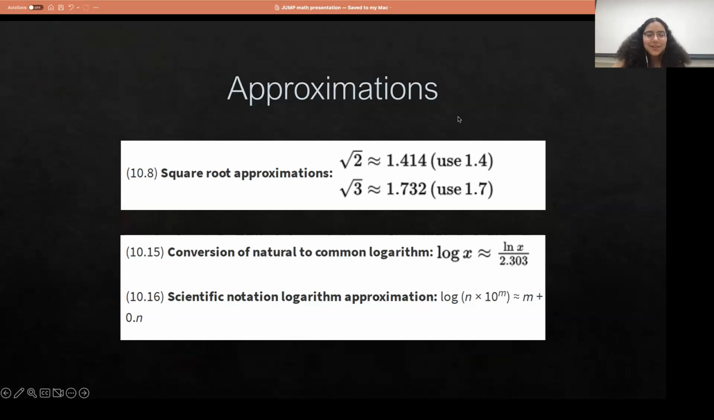I didn't know these until I found them in the book, but if it's useful, you can convert between the two types of logs. And for a scientific notation logarithm approximation, so if you're taking the log of something in scientific notation, this is an approximation for it, which I didn't know before. You can drop the exponent like you would, but add it instead. So if you have 4 times 10 to the 2, it's 2 plus 0.4. So it'd be about 2.4. Haven't tried it myself, but it may come in handy.